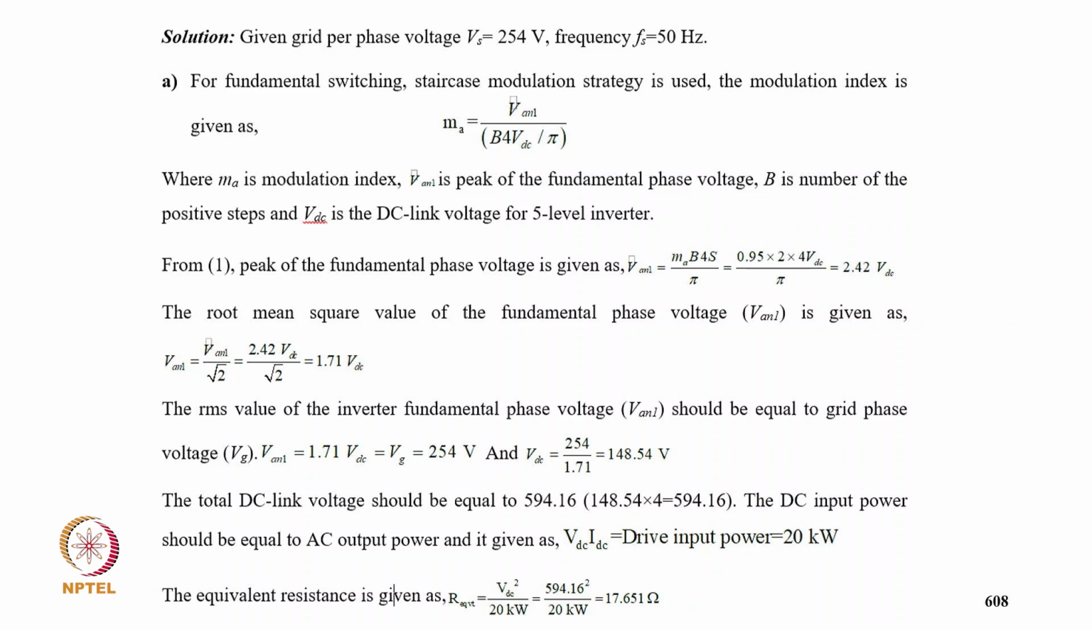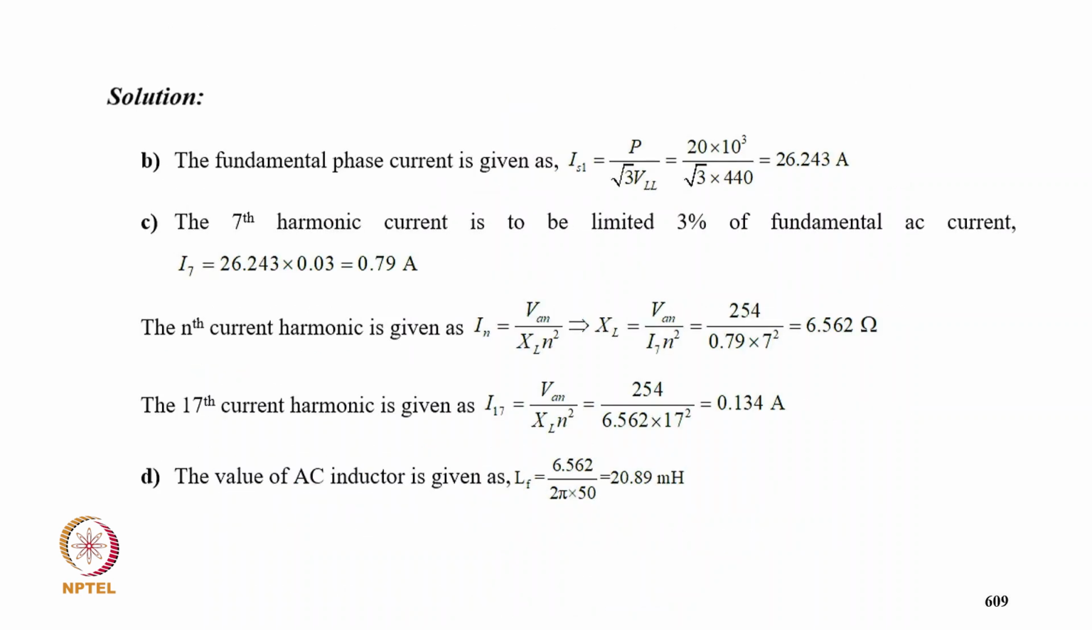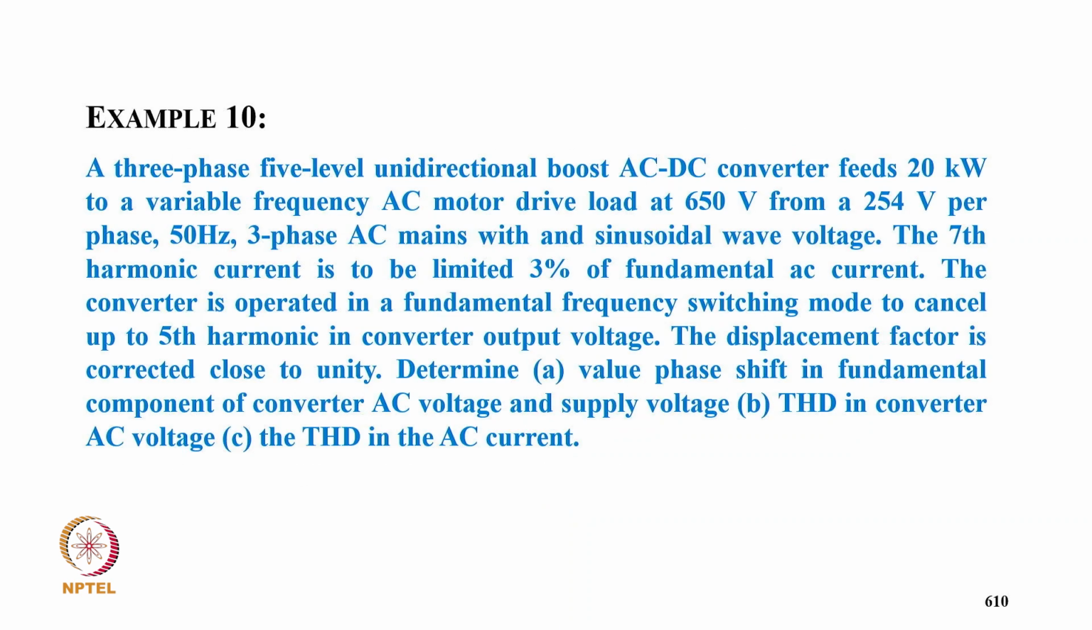So VG comes 254, so VDC comes 148.54. So DC voltage will be 594.16 volt, and DC output is equal to VDC IDC. So for 200 kilowatt, the equivalent resistance VDC square upon P will come 17.651 ohm. The fundamental current IS1 is P upon root 3 VS, 26.63, and 7th harmonic is 3%, so it's 0.79, and nth harmonic IN equal to Vn upon XL N square, which comes 6.51, and 17th harmonic I17 Vn upon this, so it comes 0.1, and value of inductor is XL equal to 20.89 ohm.